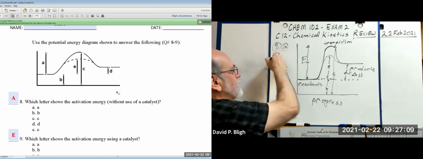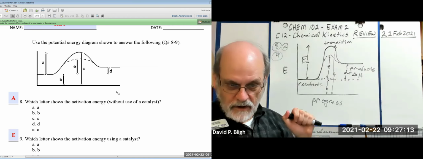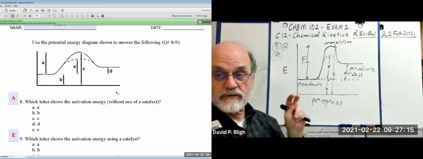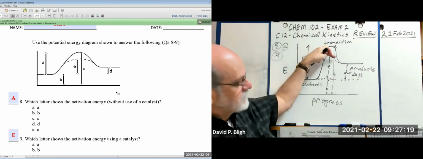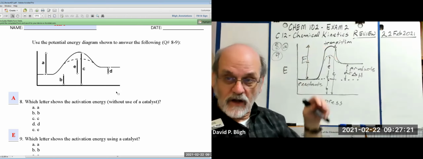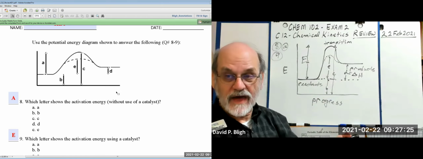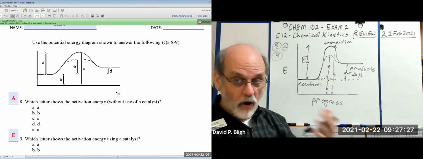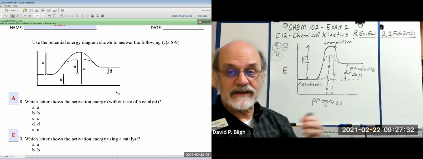Number 9 is the catalyzed reaction. All right, what's the activation energy for the catalyzed reaction? It's this dotted line. The catalyzed reaction lowers the activation energy. How does it do that? Well, it provides an alternate mechanism. It's not the same mechanism as the uncatalyzed reaction.